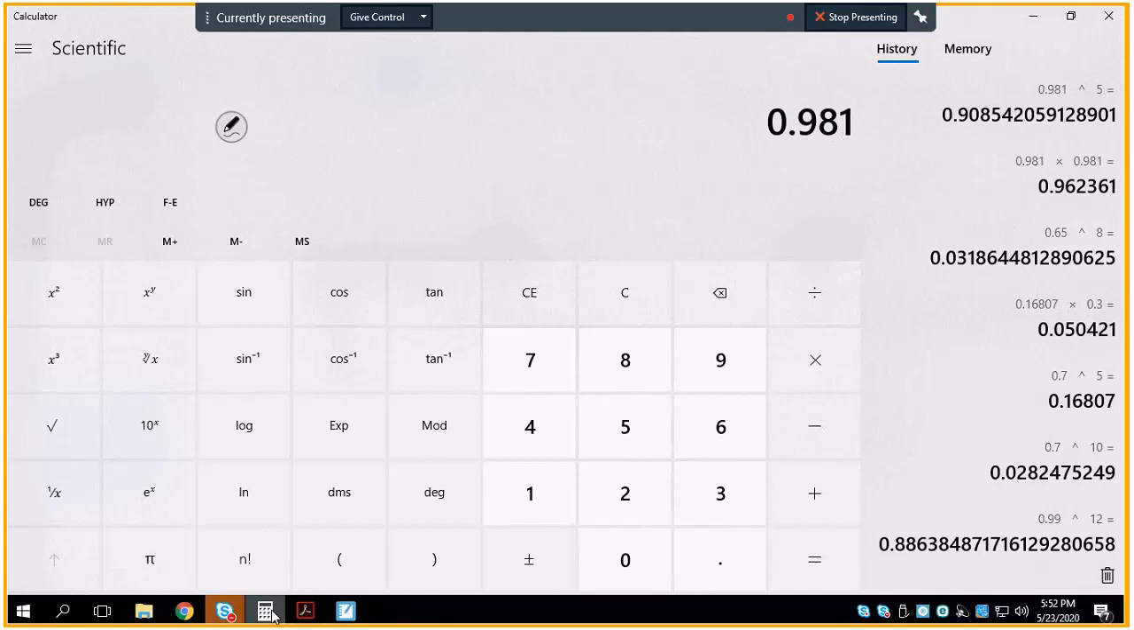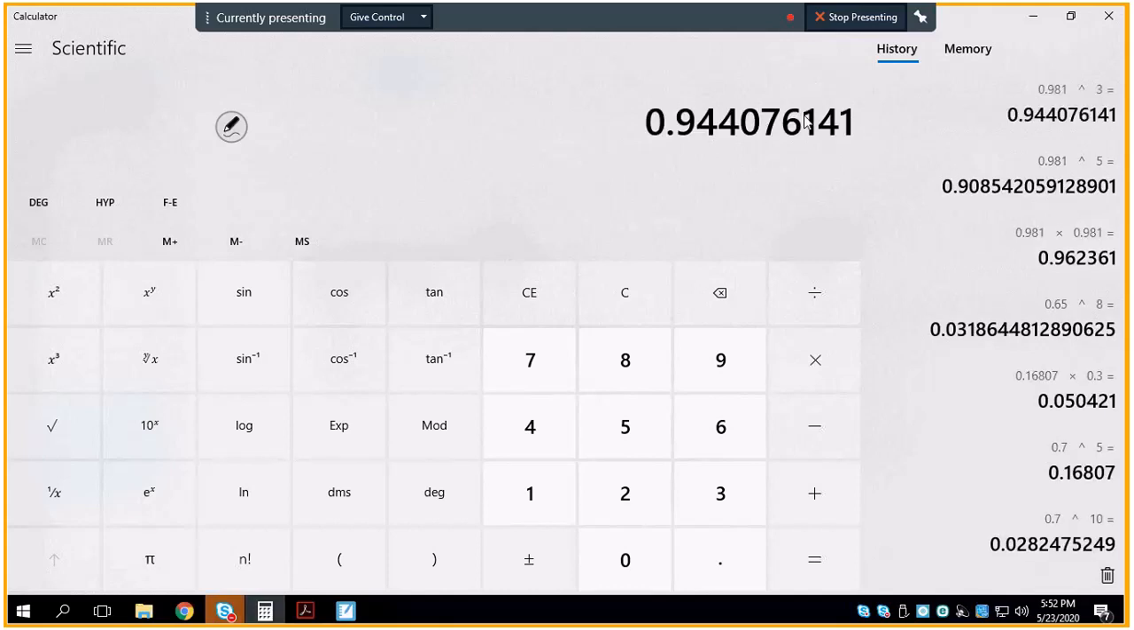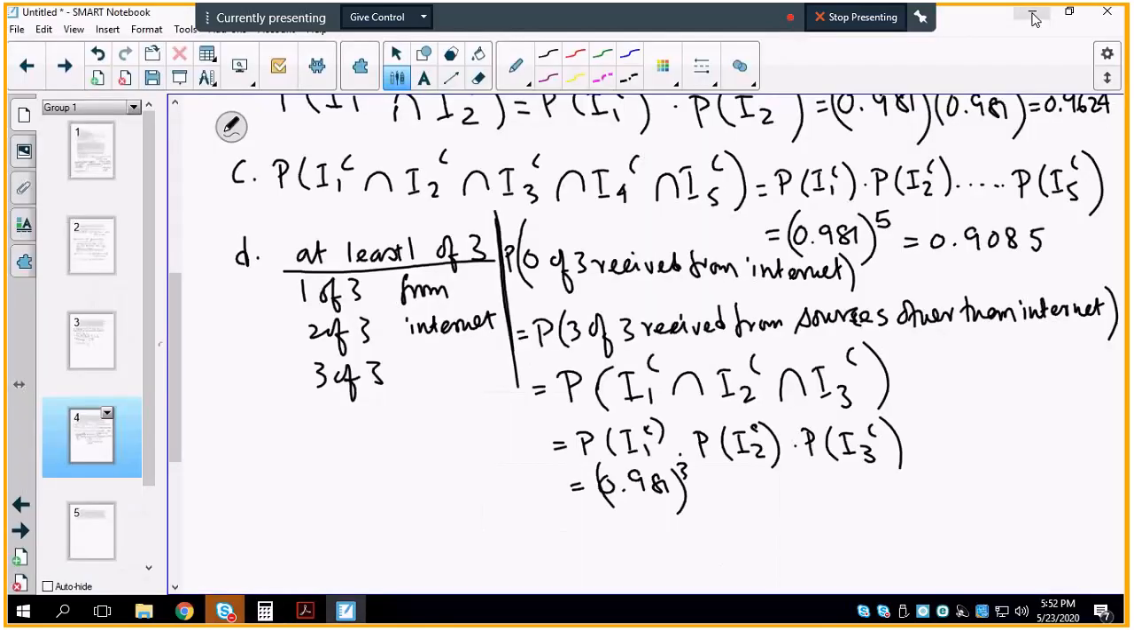0.981 to the power 3. So rounding to 4 decimal places, it will be 0.9441. But remember, this is not what we are asked. This is the probability that no one out of these 3 people received their information from internet. But I want to know at least one, so I want to know the complement.